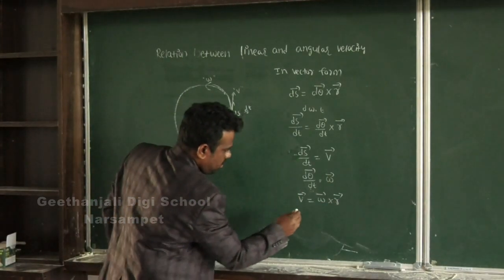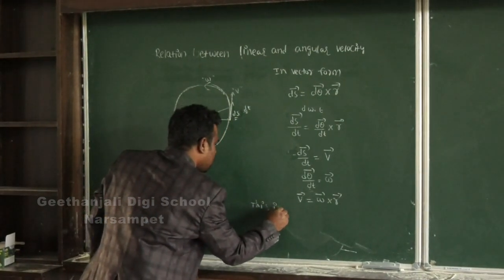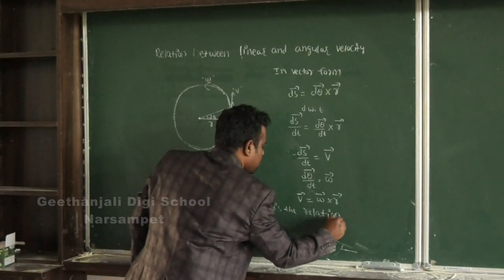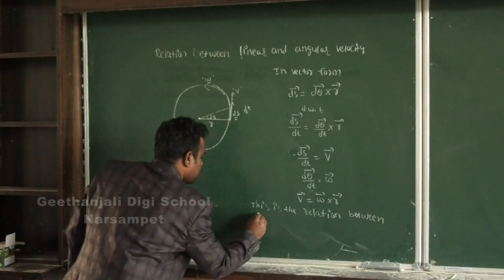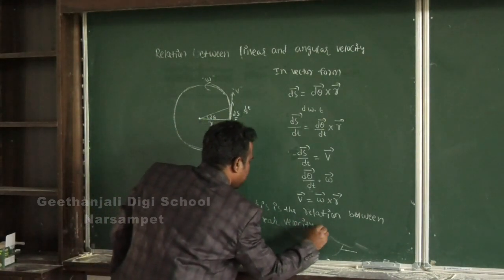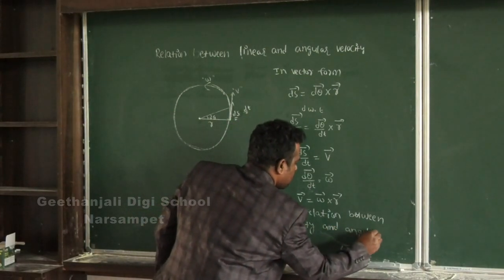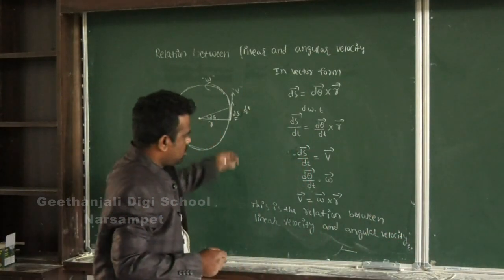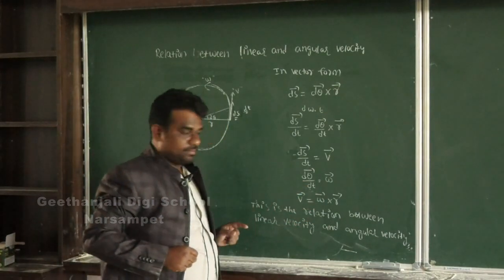So we know that this is the relation between linear velocity and angular velocity, right. So v bar is equal to omega bar cross r bar.